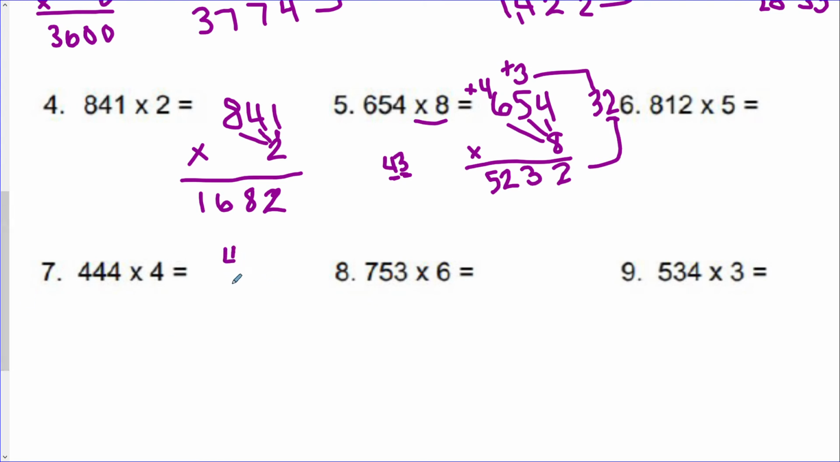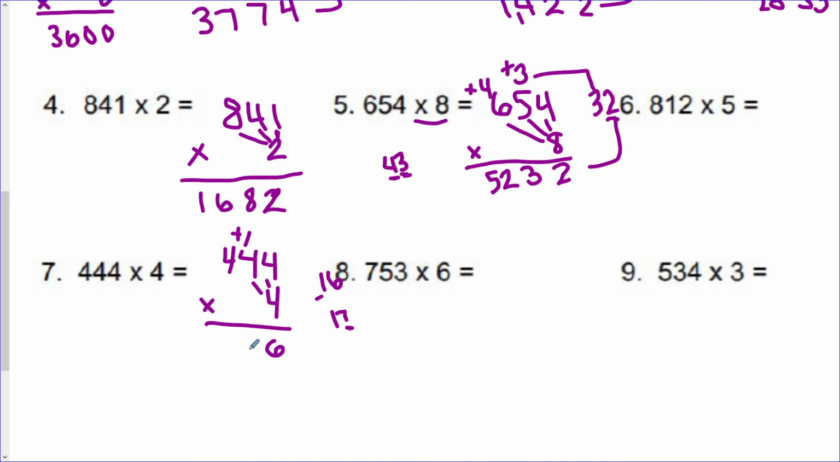444 times 4. So again, we start in our ones place as always. 4 times 4, 16. 6 goes down to the bottom. Your 1 goes up to the top. Remember, we always add the number on top. So now my tens place. 4 times 4, again, still 16, plus 1 more. 16 plus 1 is 17.